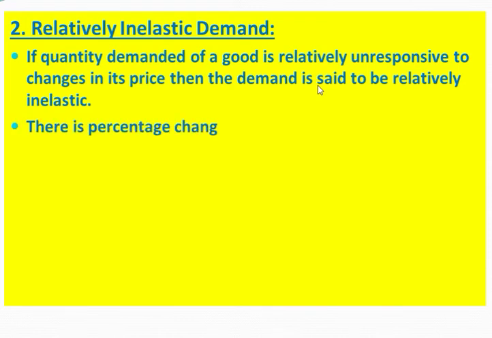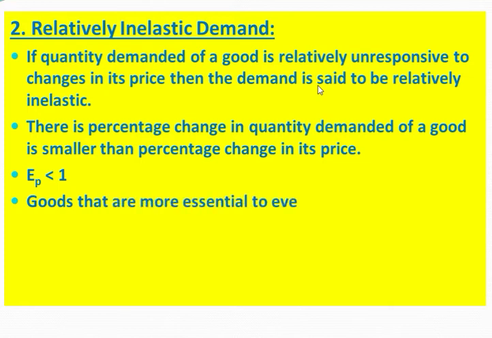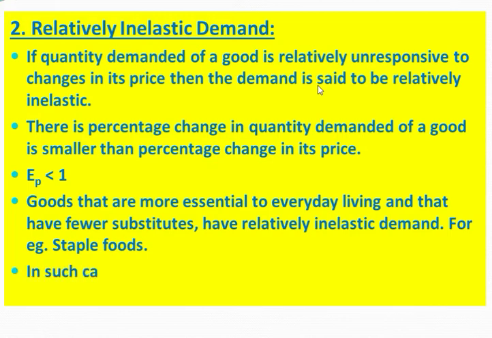The percentage change in quantity demanded of a good is smaller than the percentage change in its price. That means a large change in price results in a smaller change in quantity demanded. Here, EP is always less than 1. The goods that are more essential to everyday living and that have fewer substitutes have relatively inelastic demand. For example, staple food. Staple food is a food that is eaten routinely in our dinner, lunch, etc. In such a case, the demand curve is steeper.